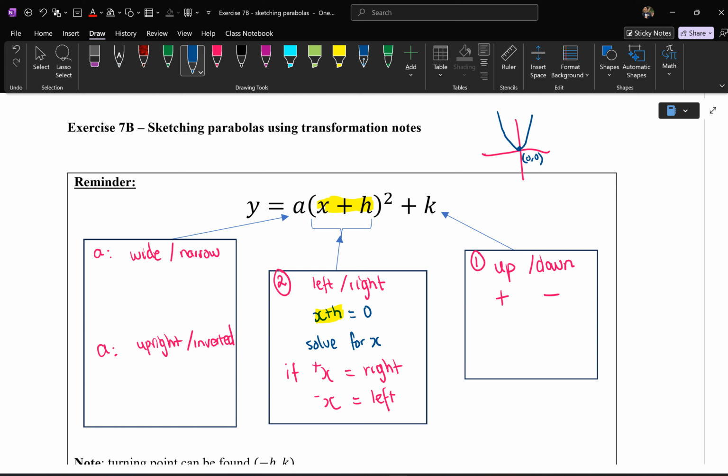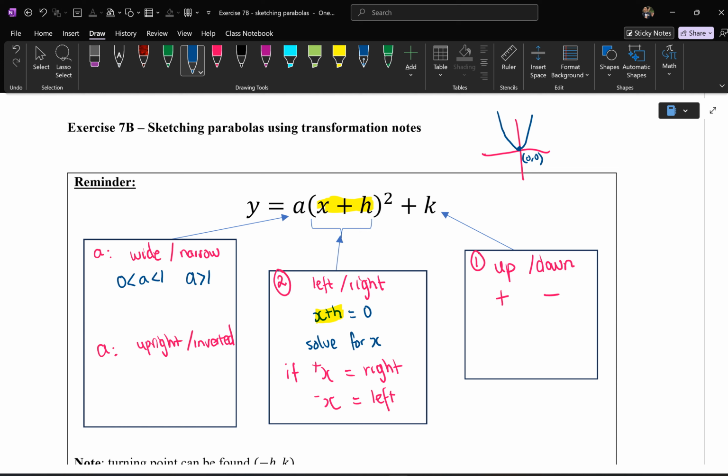How do I know when the graph is wide or narrow? Sorry. But you could refer to those notes. This is just a recap. How do you know if it's wide or narrow? If it's narrow, it's larger than 1. And if it's wide, it's larger than 0 but smaller than 1. Yes, that's right. Larger than 0 but smaller than 1.